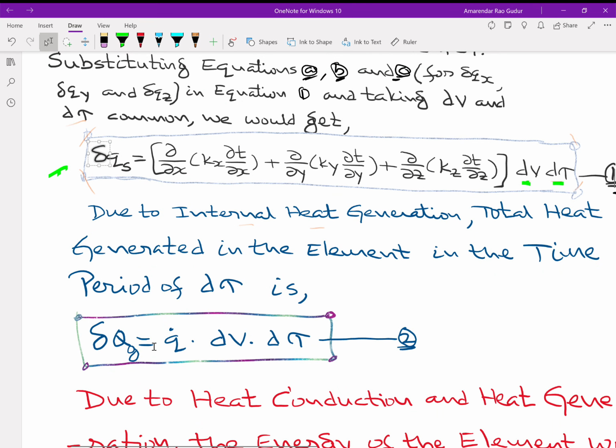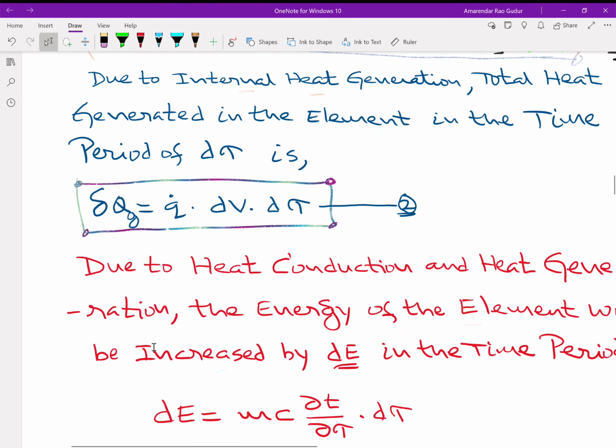Now due to internal heat generation, the total heat generated in the element in the time period of dτ is simply q dot times volume times the time period. So watts per meter cube into meter cube is watts, into time, that's going to be joules. That's the total heat that is generated.